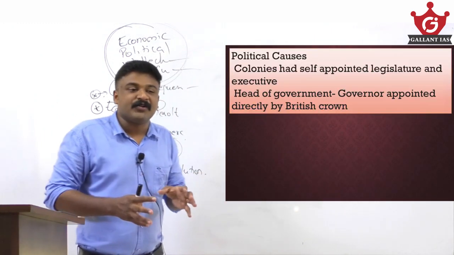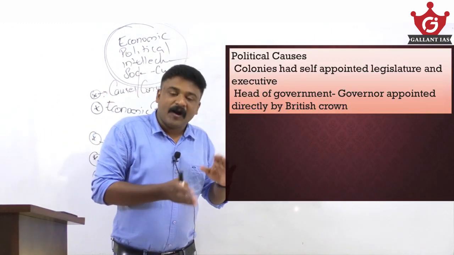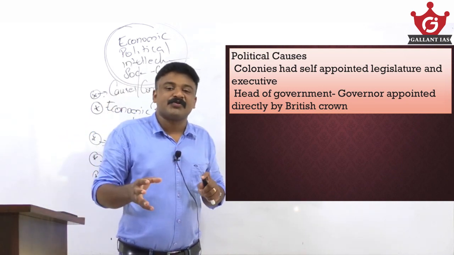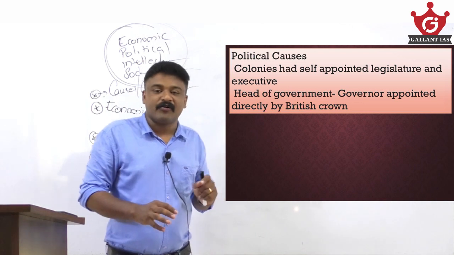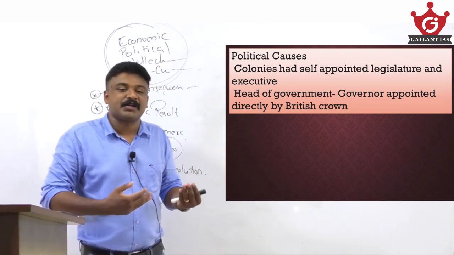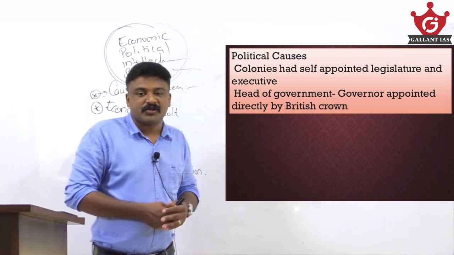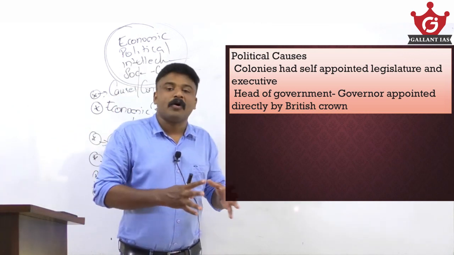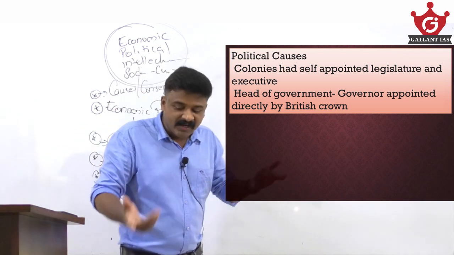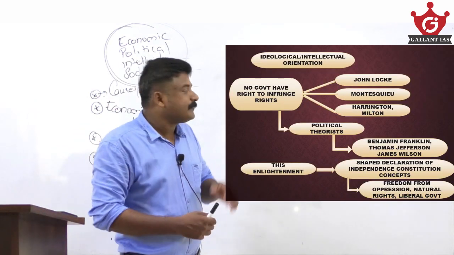Politically speaking, even though they had self-appointed legislative and executive councils, the governor of each state was a British-appointed governor. He had veto power, and all the councils' decisions could be vetoed by the governor's decision, so the governor was more powerful. The governor was appointed by the British crown and British parliament. So politically also they had issues.